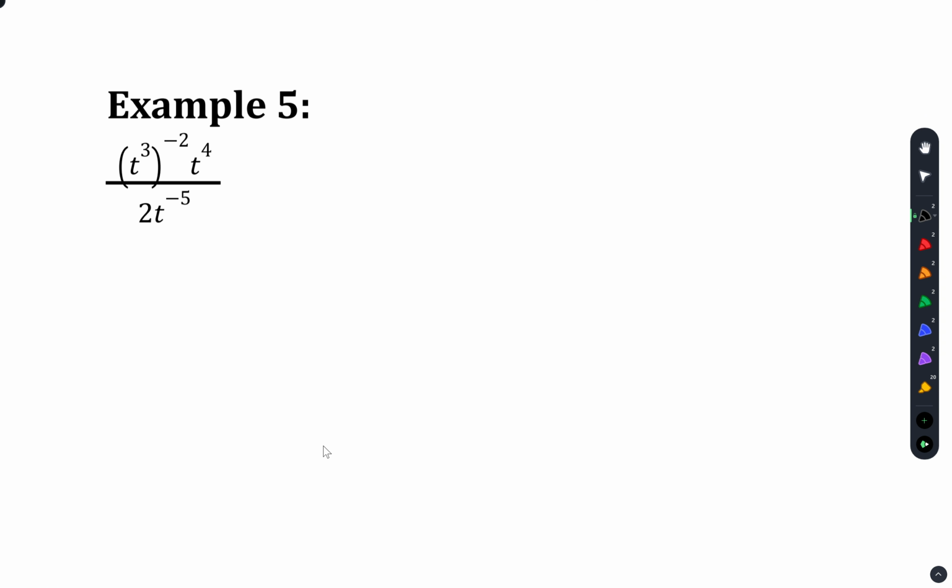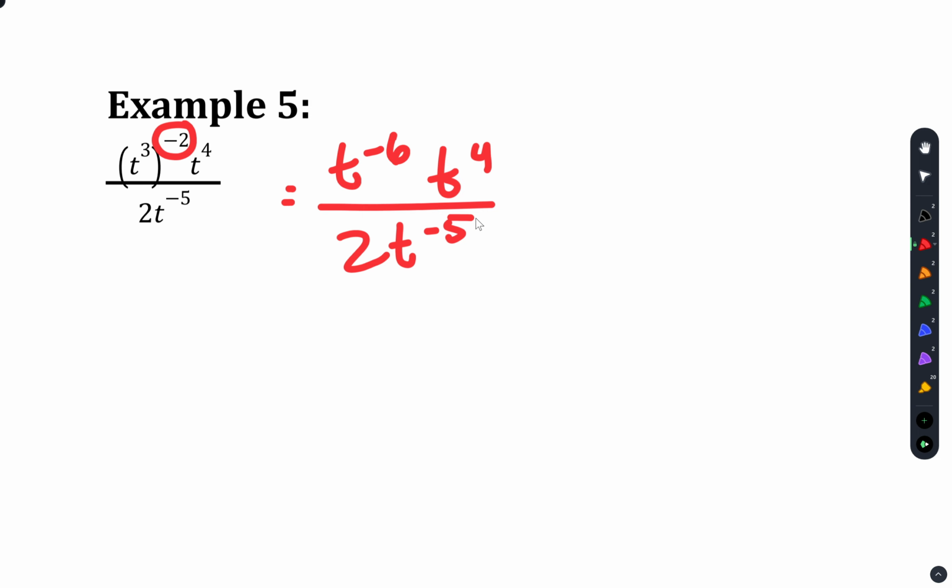A lot going on in example 5 here. I'm going to take care of that first exponent. T to the 3rd to the negative 2nd is rewritten as t to the negative 6th. Then what do we want to do? What's our next step? Sarah? Add the exponents on the top. Okay, let's add those. T to the negative 6 and t to the 4th gives me t to the negative 2nd.